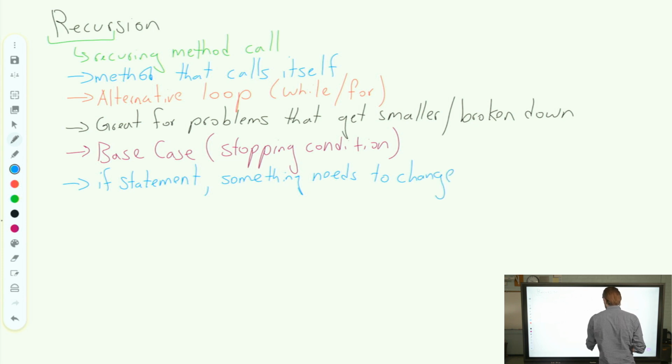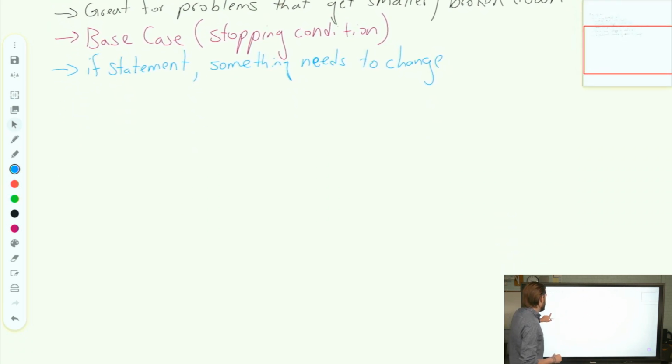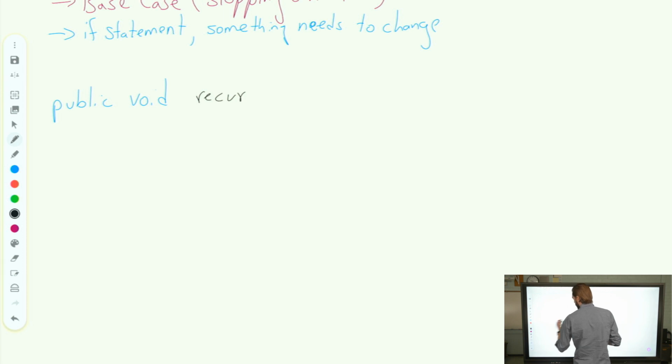Okay, enough descriptions. Let's get into actually writing an example. So here we're going to write a simple example, and we're going to start with a void method. We'll go ahead and call this recur. You'll often see this name in the AP exam, recur or recur1 or recur2. And we also need to pass in a value.